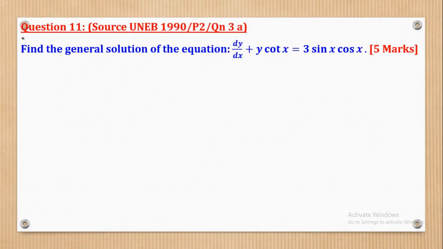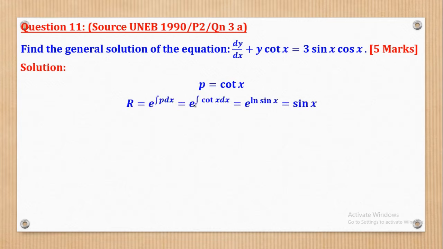So now we shall go to question 11, which came from UNEB 1990, paper 2, question 3a. It says, find the general solution of the equation this. So the good thing, the equation of dy dx is already positive 1, therefore p will be equal to cot x, and the integrating factor will be equal to e of the integral of cot x. So integrating cot gives you ln sine, and this one cancels, you remain with only sine x.